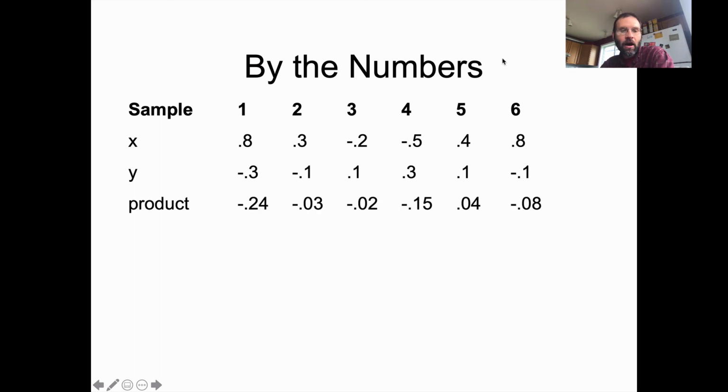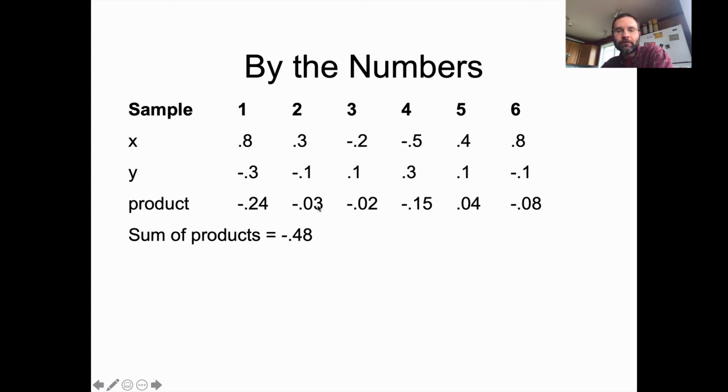If you take the products of these, the way we're going to do this mathematically is you just do sample 1 for X times sample 1 for Y: 0.8 times negative 0.3. That product is negative 0.24. Likewise, 0.3 times negative 0.1 is negative 0.03, and so on. You can do the math at home if you really want to double check my work. I'd be surprised if you do, but go ahead if it makes you more comfortable, because after you get all 6 of these products, you need to add them all up.